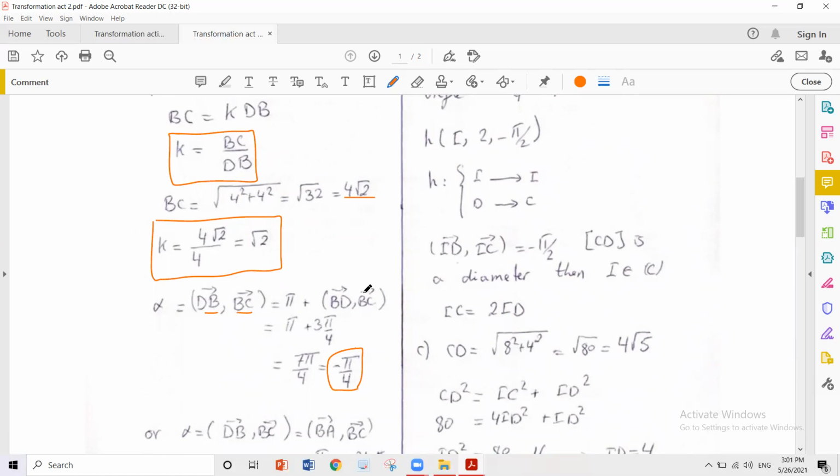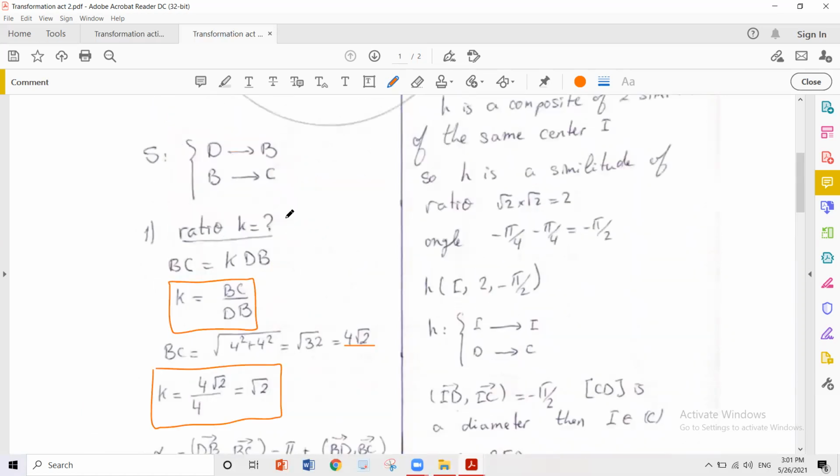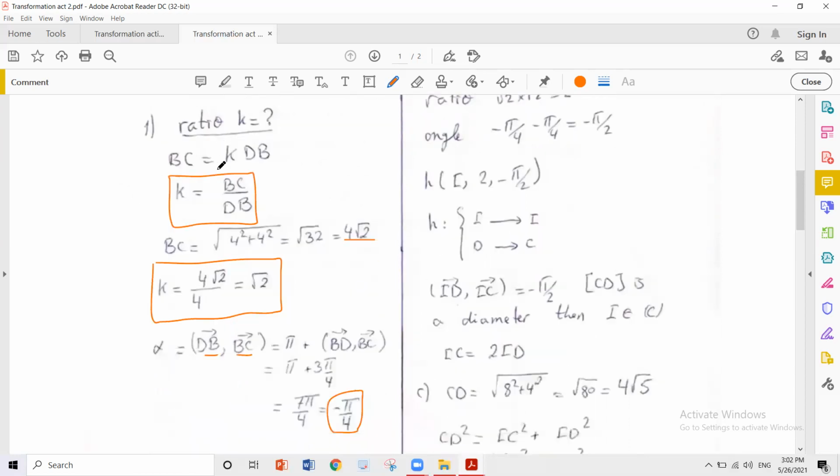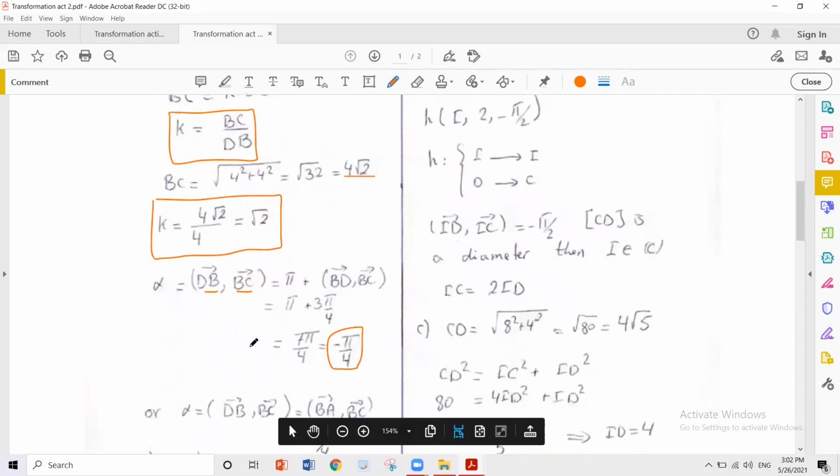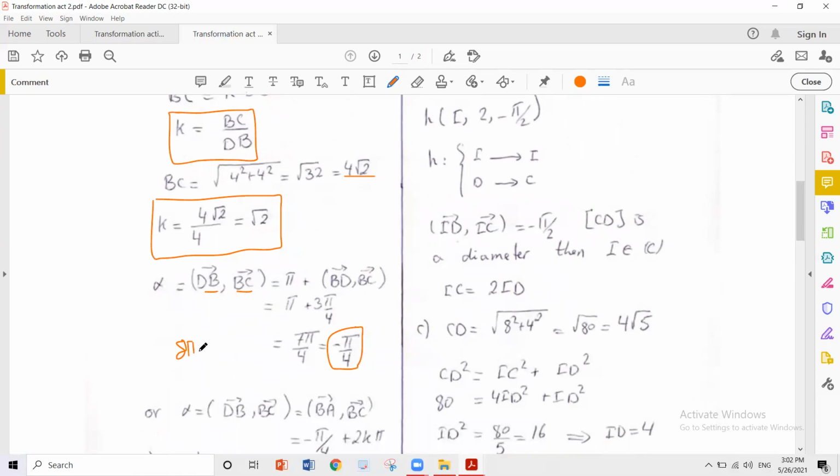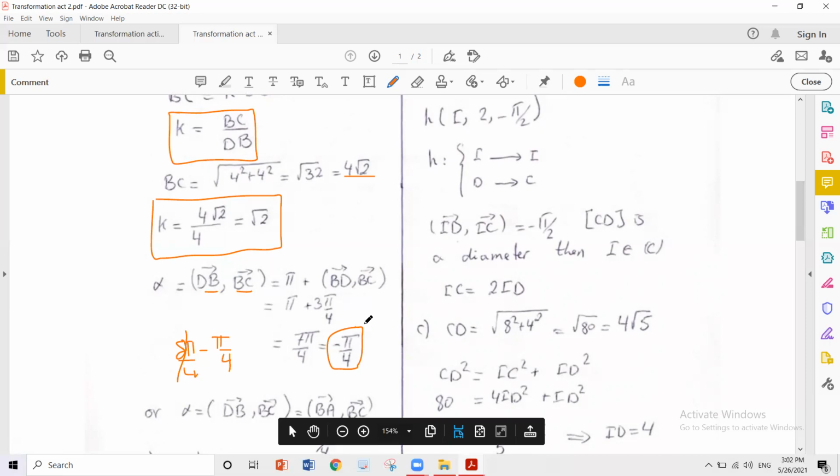Actually, we start with the image. We say BC equal K times DB. This is in the similitude, everything in the similitude, in the dilation. 7 pi, I can write it as 8 pi minus pi over 4. 8 pi over 4 is 2 pi. I can skip it. We get minus pi over 4.